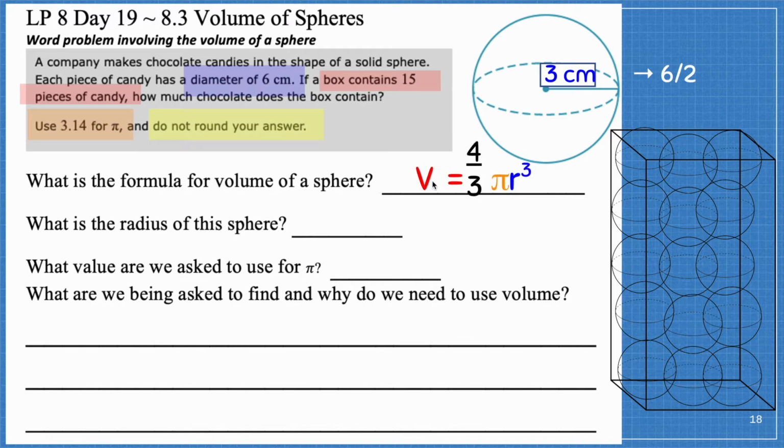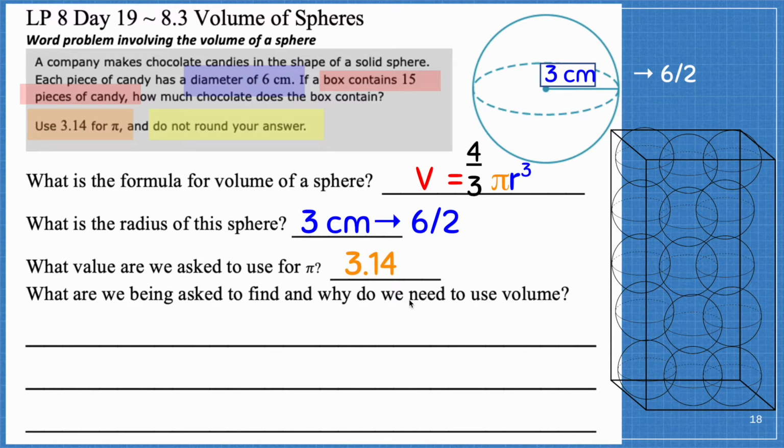So the formula for the volume of a sphere is 4/3 times pi times r cubed. So if you have your radius, you can actually go straight into this formula, okay? Which we do. We know our radius is 3 centimeters. Again, that's half the diameter. And they told us to use 3.14 for pi.